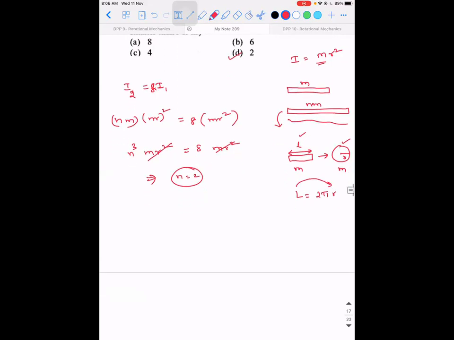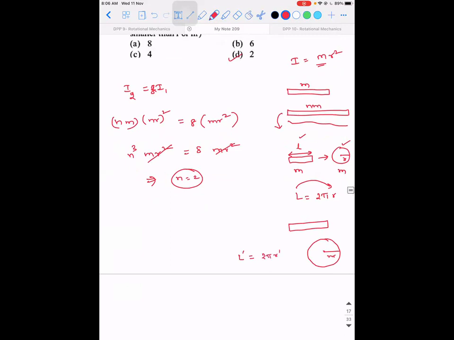In a similar way, if I need a wire of radius n times r, then let me say I need a length of L dash. So L dash is equal to 2 pi into r dash. That is, 2 pi into r dash is n times r. So can I say L dash is directly proportional to nr?